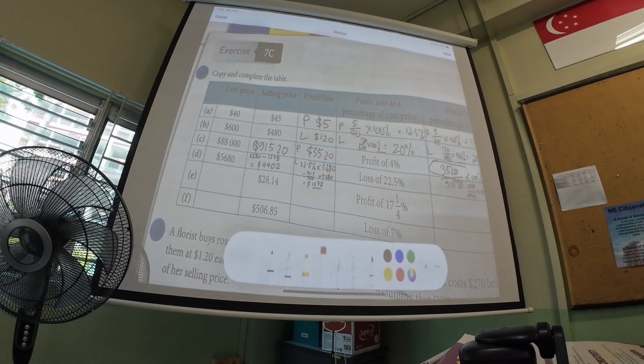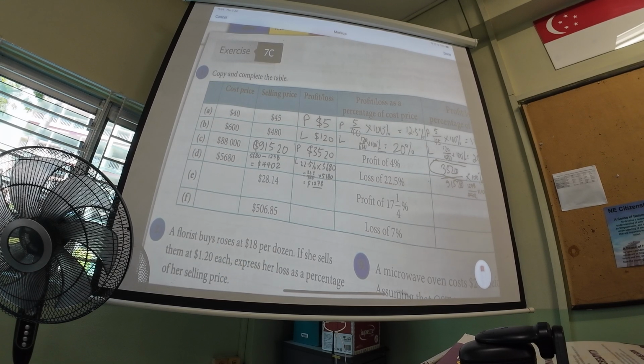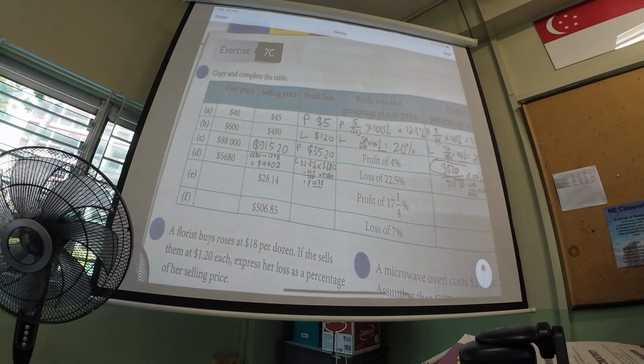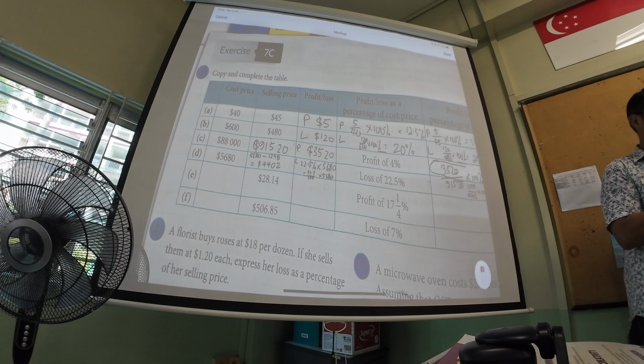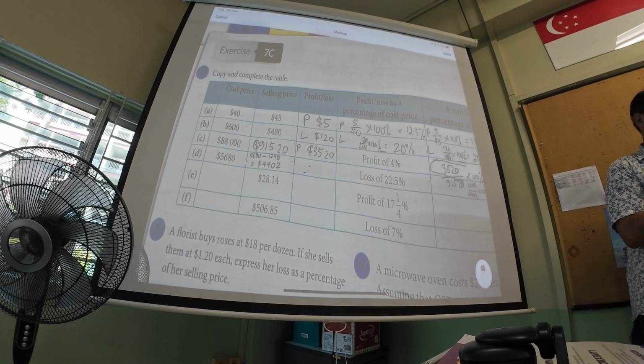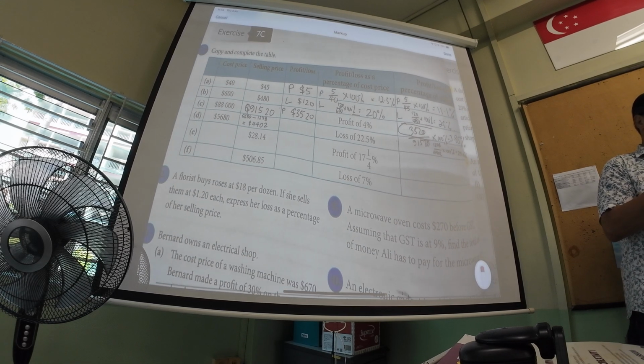Okay, can? Then I erase this part a bit. I scared I not enough space. Okay.